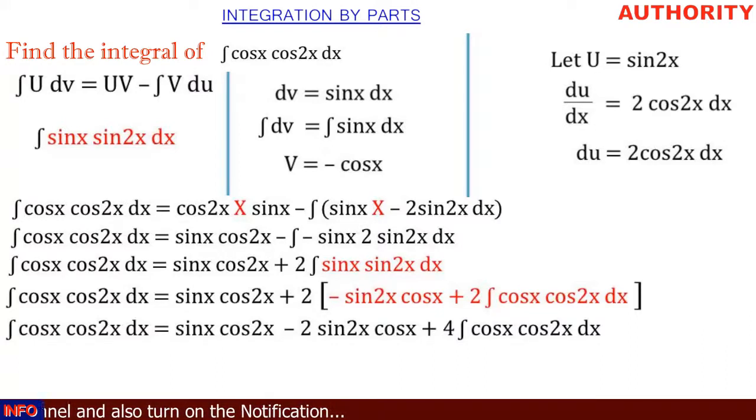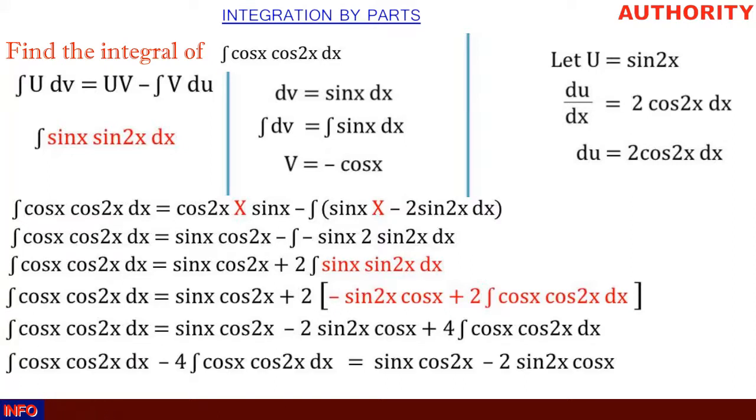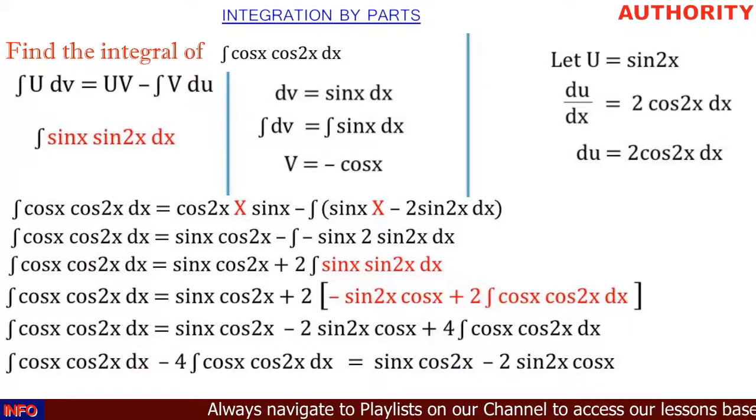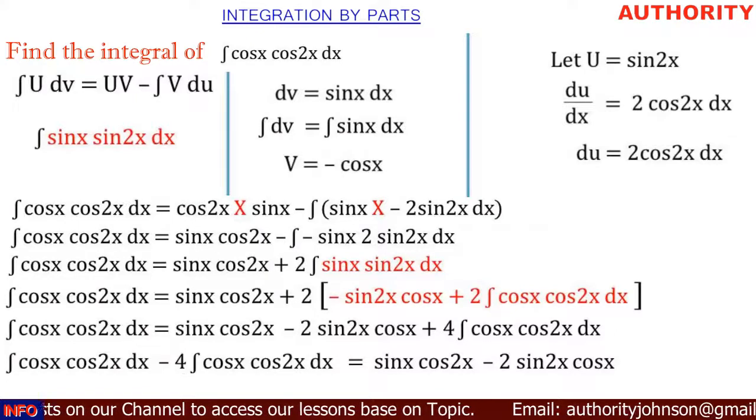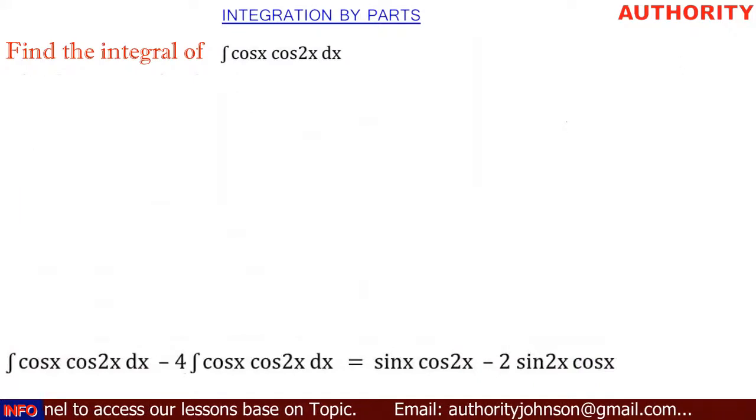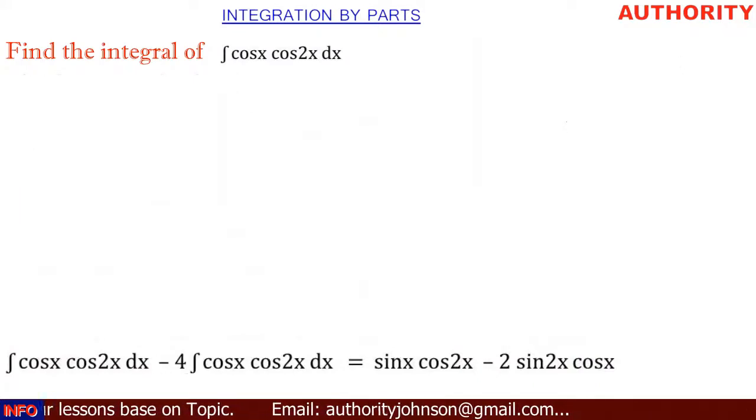So we can take this last part to the initial. As it is going to the initial, it's going to give us the negative, that is minus 4 integral cos x cos 2x. All right, let's take it that side. We're going to have integral of cos x cos 2x dx minus 4 integral of cos x cos 2x dx equal to the remaining values: sin x cos 2x minus 2 sin 2x cos x. All right, yes. Now we are having integral of cos x cos 2x dx and then minus 4 integral of cos x cos 2x dx.